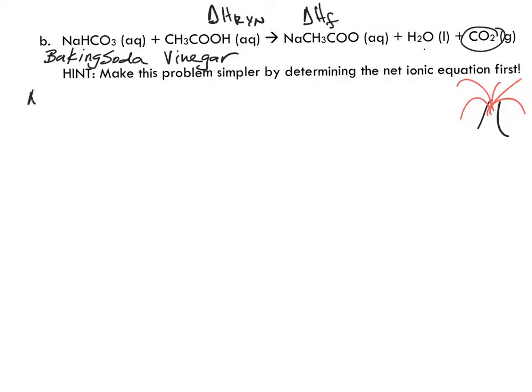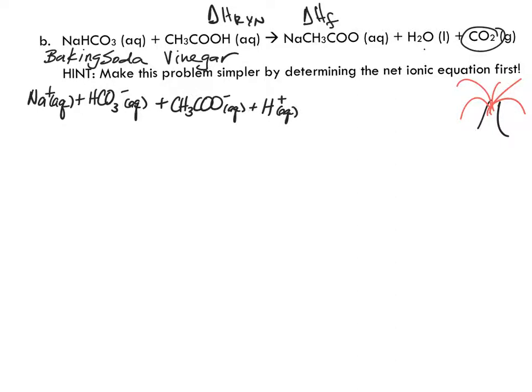The total ionic equation will be sodium ion aqueous plus bicarbonate ion aqueous plus acetate ion aqueous and hydrogen ion aqueous. Sorry about that. So all of these are aqueous and they break up into ions on the reactant side. On the product side, sodium acetate breaks into its ions. So again, we have the sodium ion and the acetate ion. And then water is a liquid. It's not an aqueous ionic compound, so it cannot break up. And carbon dioxide is a gas, so it does not break up.